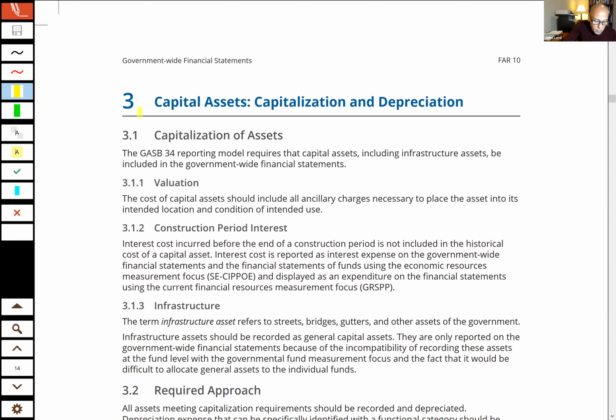So what we're going to talk about is capitalization of the assets, and GASB 34 requires that at the government-wide level, we need to report capital assets, buildings, equipment, machinery that may be owned by the government entity. Now, even though those things, remember, under modified accrual are not reported at the fund level, at the government-wide level on the full accrual, we would report those, including something called infrastructure assets.